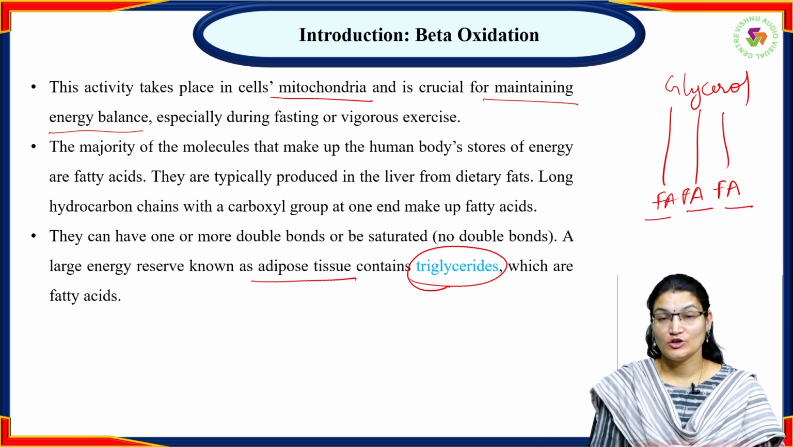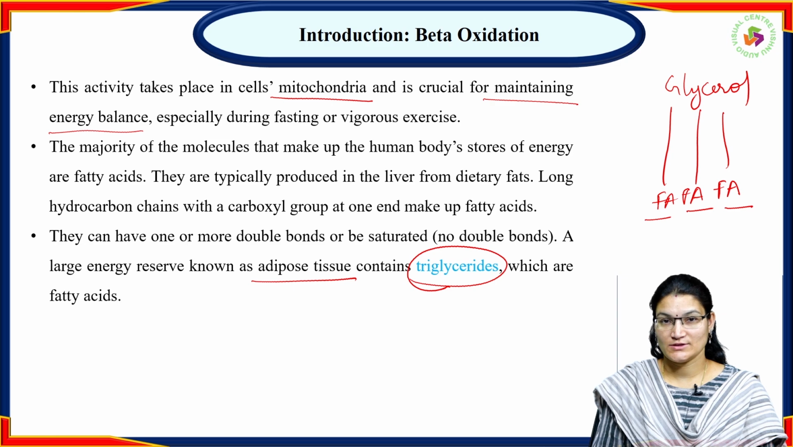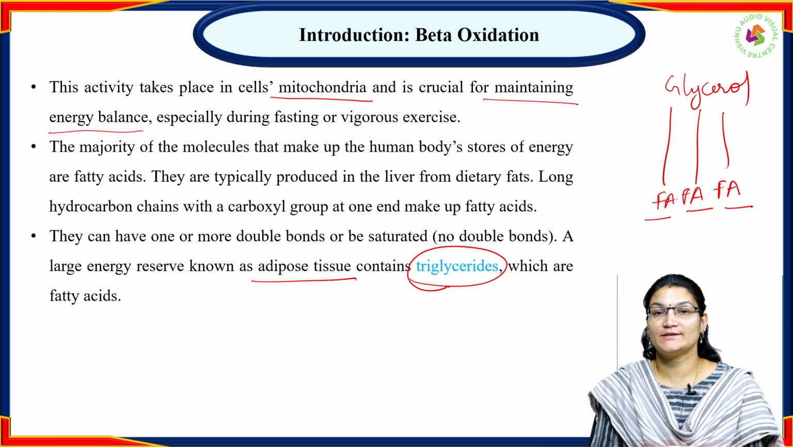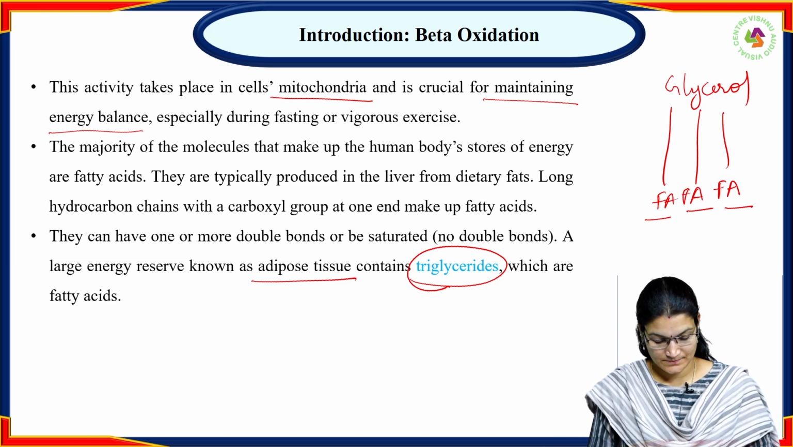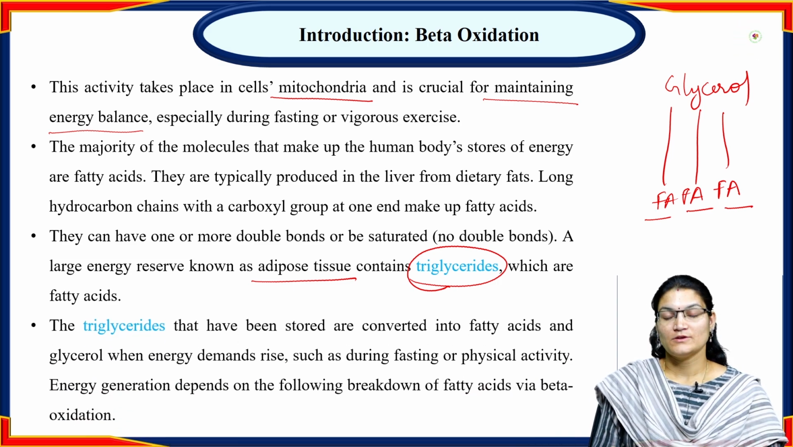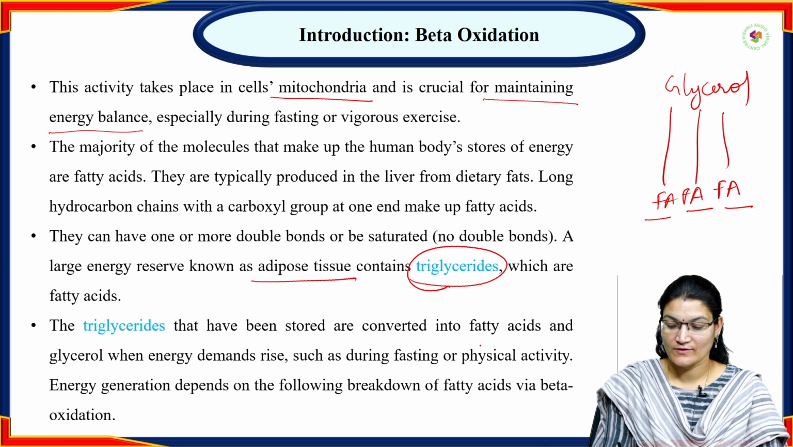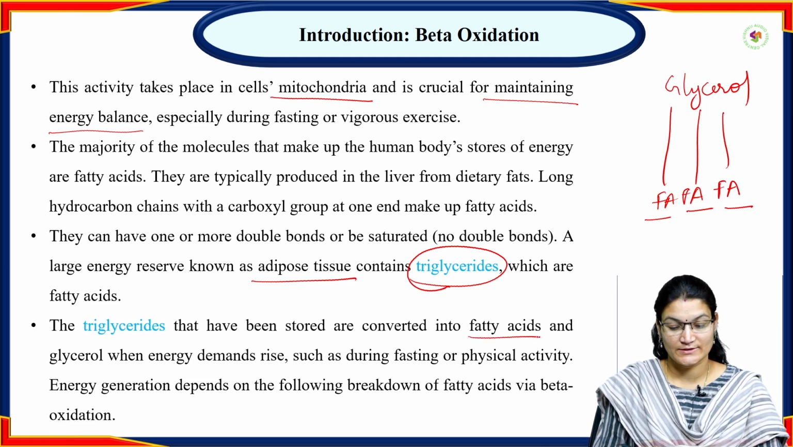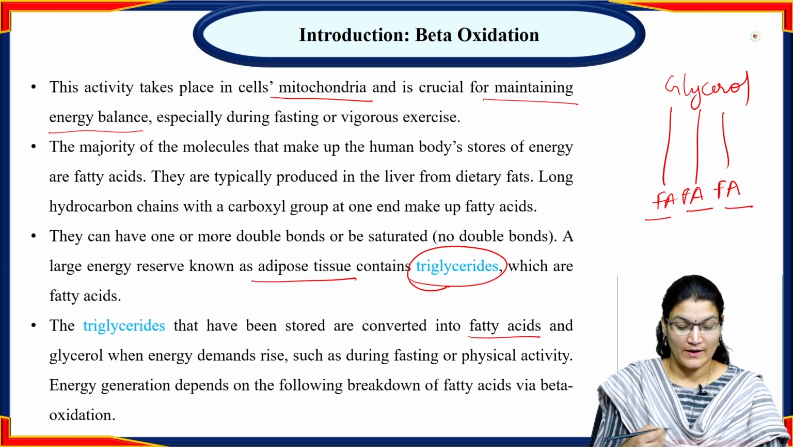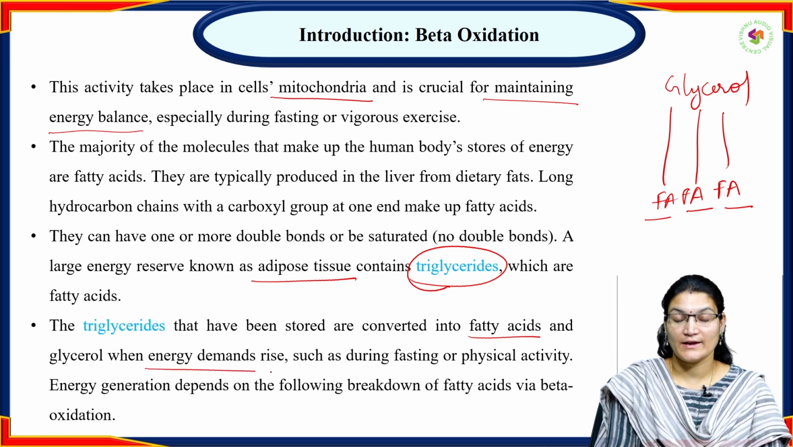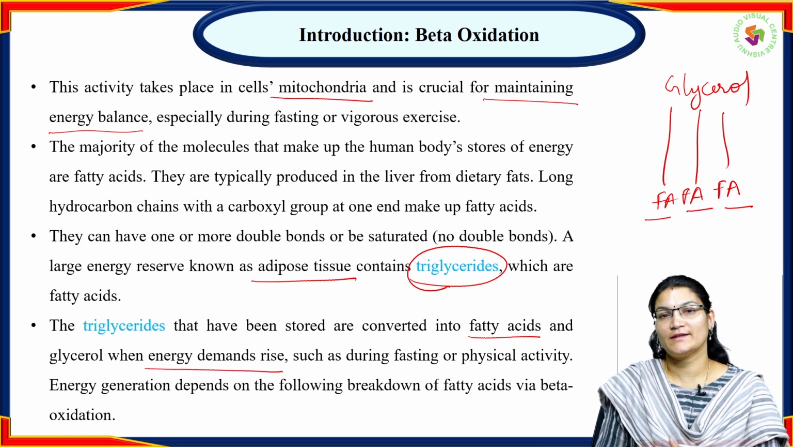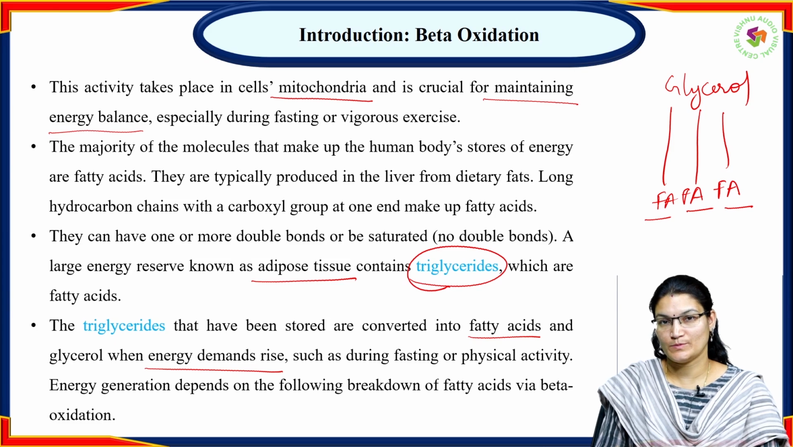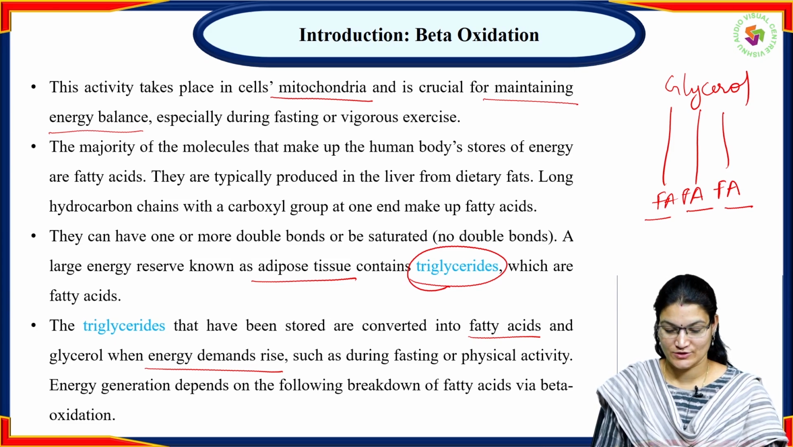During beta oxidation, this triglyceride enters a cell by being converted into 3 free fatty acids. So the triglycerides that are converted into free fatty acids enter into the blood. From there, wherever the energy demand arises, they enter, and there they undergo beta oxidation to produce energy.